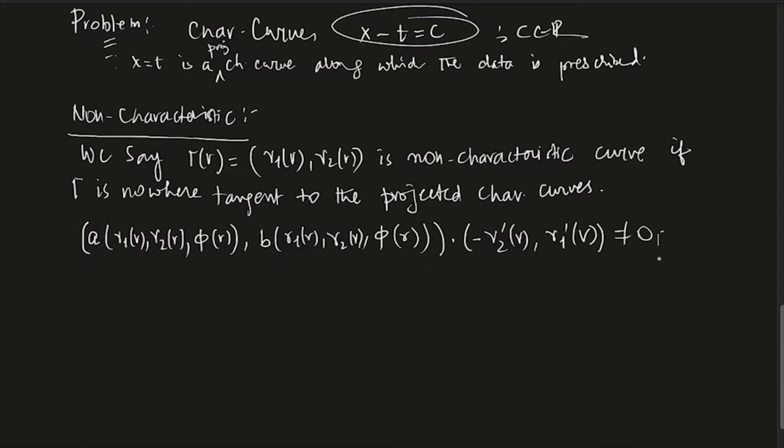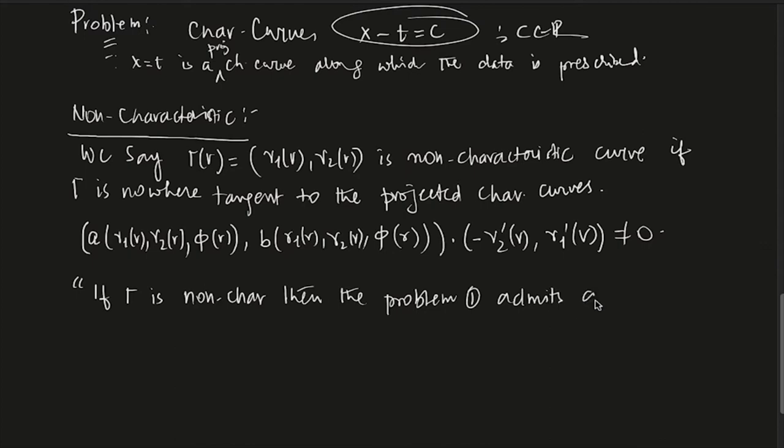Clear? And if this happens, then you can show the existence and uniqueness theorem. Okay, we will do the existence and uniqueness later. For now, I will just give you a short idea. So essentially, if gamma is non-characteristic, then the problem admits a unique solution near, so let's say r0 is some point, near r0, 0.